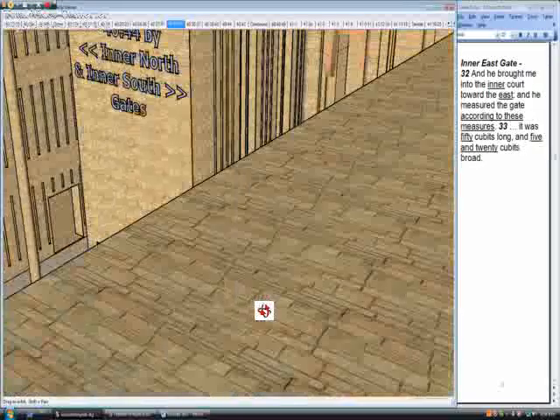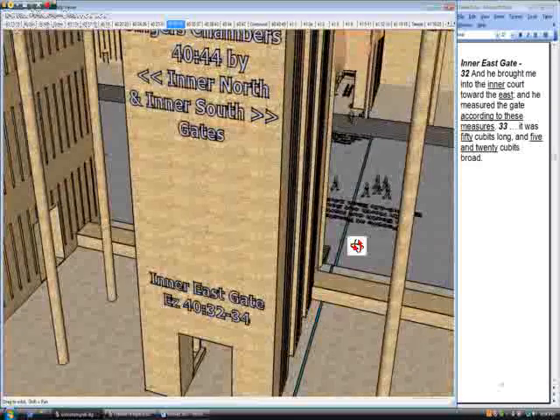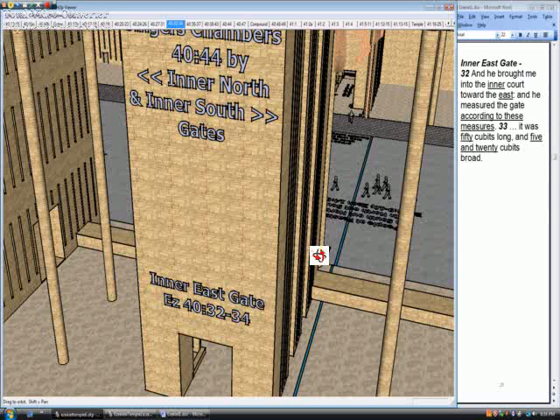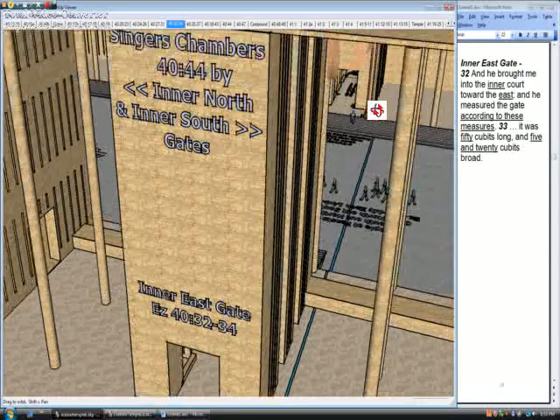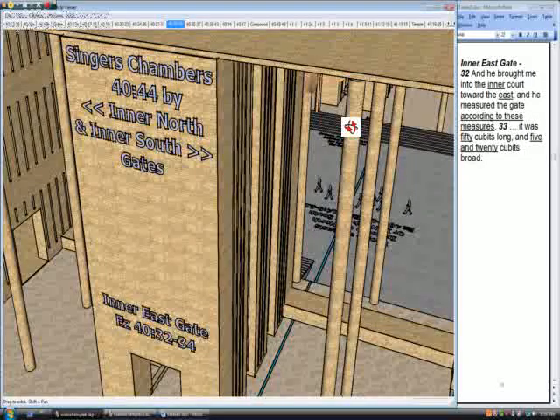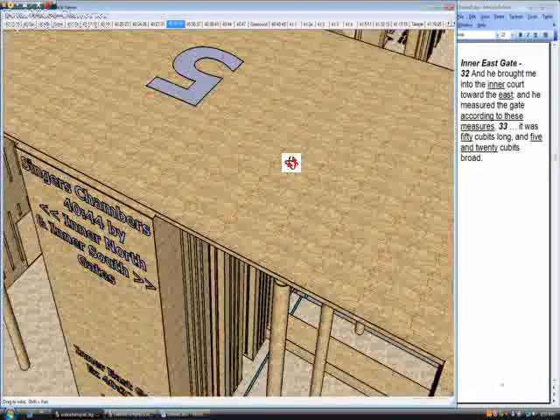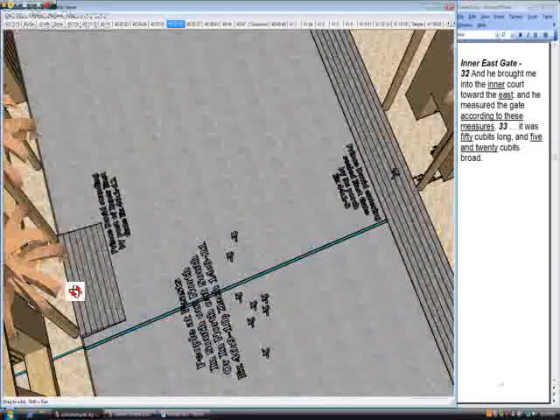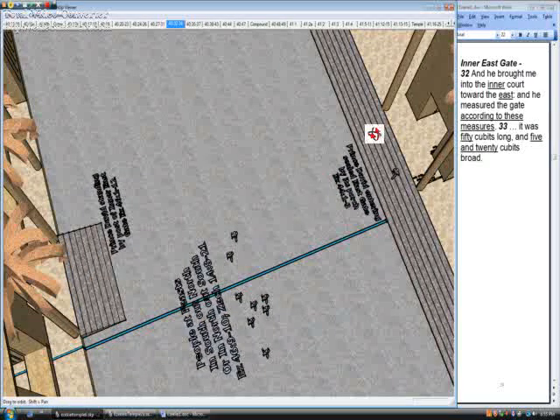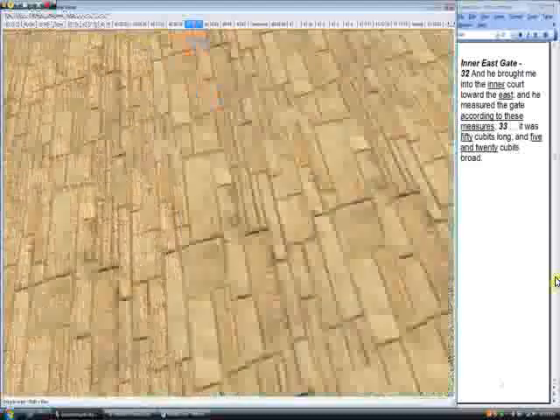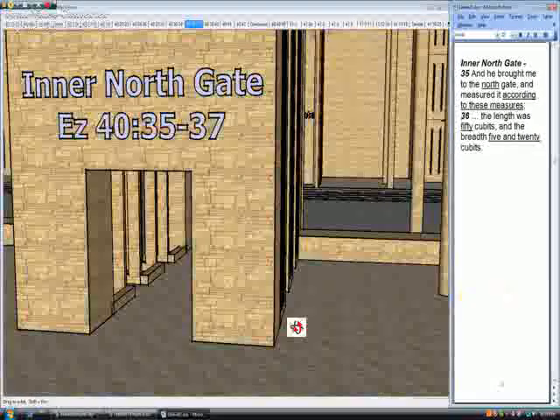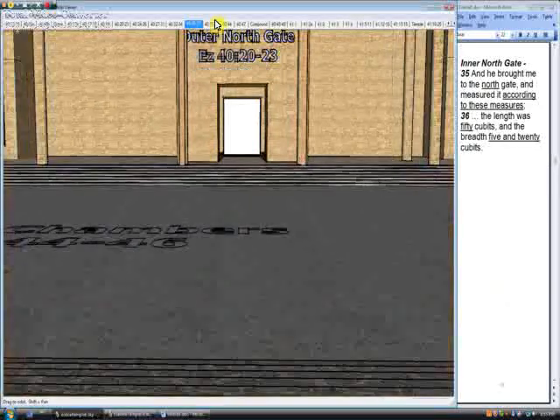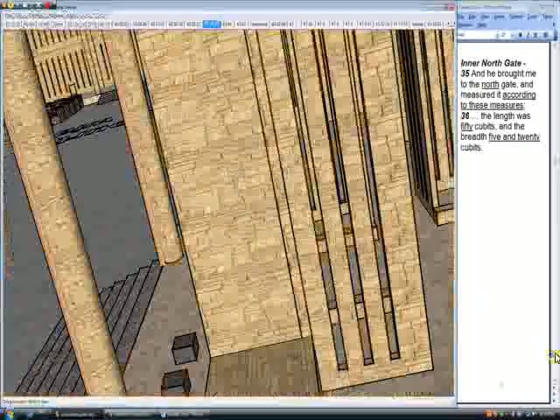The gates for the inner court are reversed from the gates for the outer court. The porches for the inner court face outward, whereas the porches for the outer court face inward. So all of the gates have their porches facing the outer court. The inner north gate, then he goes through and turns around.